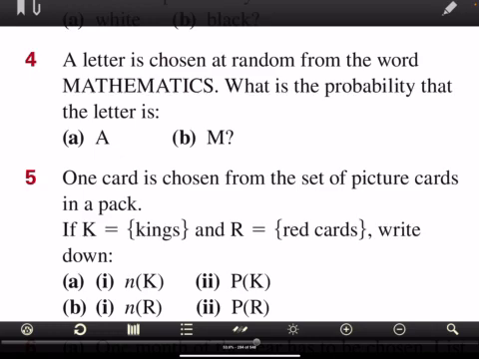If we need to, you can count. Okay, so the total letters in mathematics is 11, and there's 2 A's, so it's 2 out of 11.